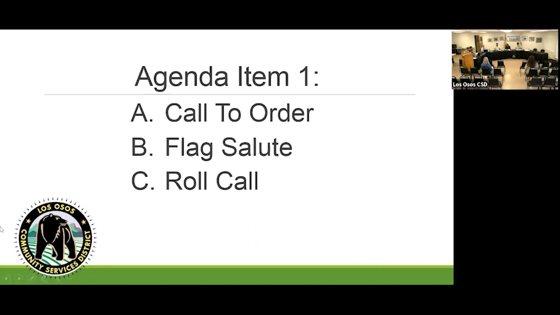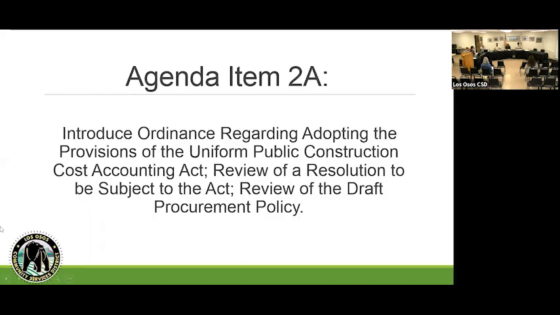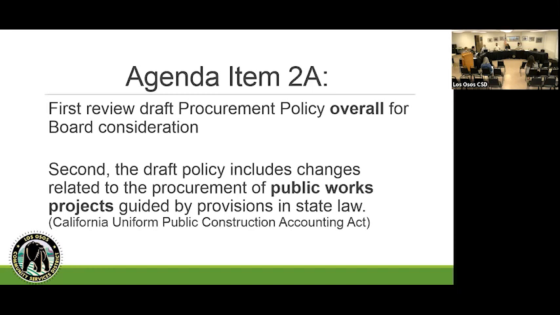Okay, moving on to our general action item. Introducing the ordinance regarding adopting provisions of the Uniform Public Construction Cost Accounting Act and review of a resolution to be subject to the act, review of the draft procurement policy. Way to go. You said it all. Now explain it. I stumble over that act language.